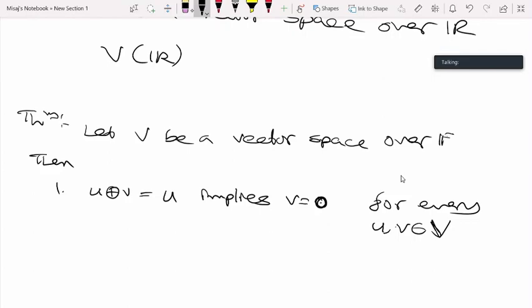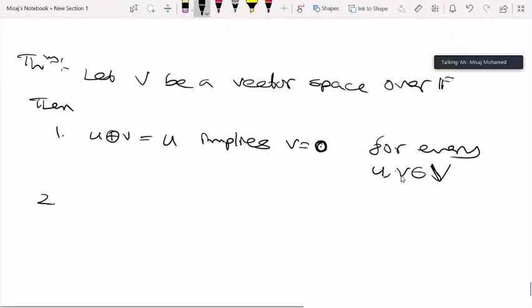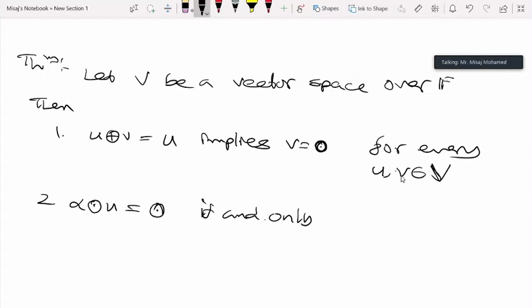Yes, sir. Right. The second one, in the same theorem, there are three conditions. Alpha scalar product u is equal to 0 if and only if either u is the zero vector, or the scalar alpha is equal to 0.